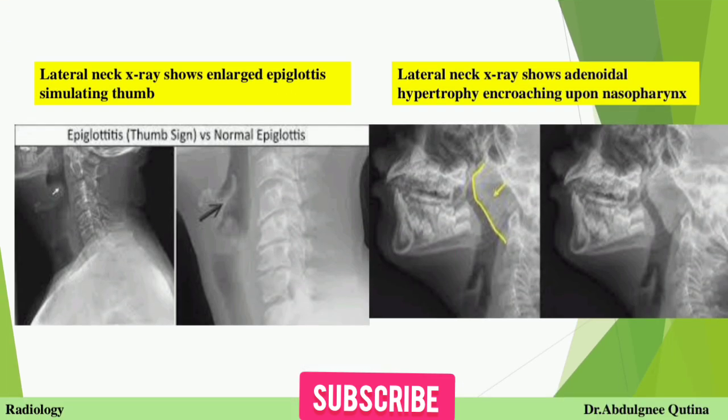Lateral neck X-rays can reveal important pediatric and adult airway findings. For example, an enlarged epiglottis appears on the lateral view resembling a thumb sign, which may indicate epiglottitis. Similarly, adenoidal hypertrophy can be seen encroaching on the nasopharynx, potentially causing airway obstruction or chronic nasal symptoms. These radiographic signs are crucial for accurate diagnosis and timely management.